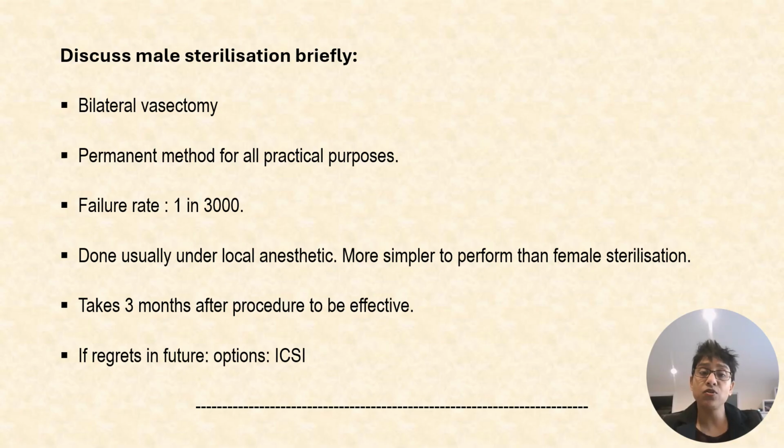Discuss male sterilization briefly, that it is also a permanent method. It is highly effective because the failure rate is much better than female sterilization, quoted as 1 in 3,000. It's a much simpler procedure because it is done under local anesthetic. However, it takes about 3 months to become effective, during which time the patient and her partner will need to use a reliable contraception. Again, if there are regrets with the male sterilization, they have to go the route of IVF and ICSI.